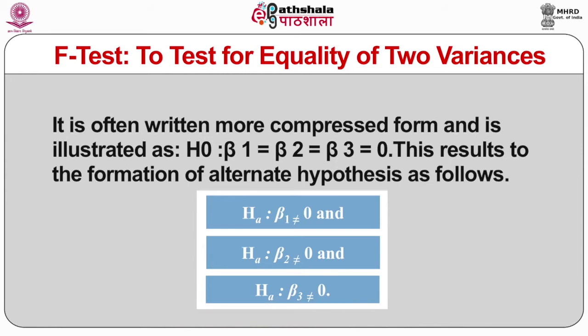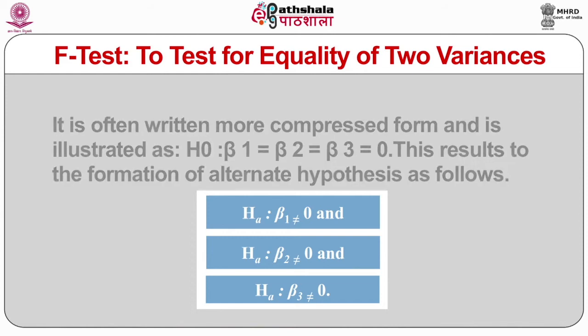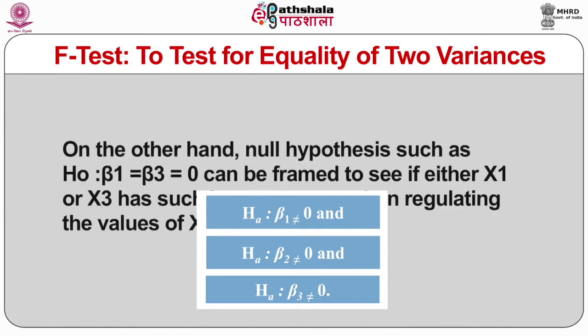This is a test of the null hypothesis to test if the independent variables have a prognostic value or power. On the other hand, a null hypothesis such as B1 is equal to B3 is equal to 0 can be framed to see if either x1 or x3 has any power when controlling for the values of x2. For instance, if one wishes to determine how economic policy framed by the government of any country affects its economic growth, one may include several policy instruments like stagflation, deflation, etc., to see if all these variables are jointly significant in the determination of this, or if any of the variables is most dominating. Also, the introduction of dummy variables helps in arriving at some meaningful results.